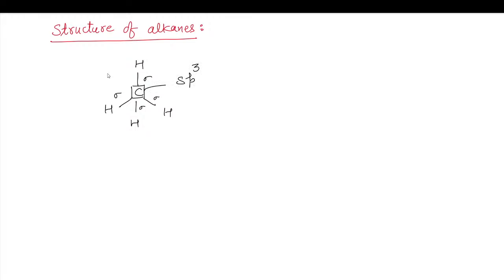It is sp3. And what is the shape? The shape is tetrahedral. Sp3 hybridization and tetrahedral shape. So all alkanes have tetrahedral structures in 3D, and what is the angle? Almost 109 degrees, 28 minutes.